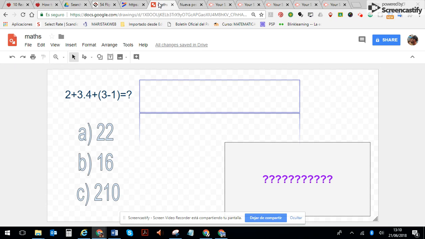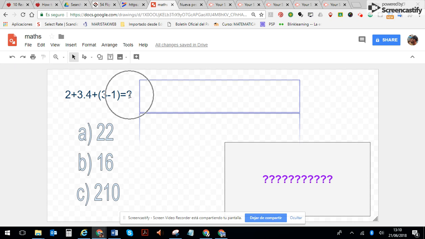Okay? So, in order to start with flipped classroom today, I have chosen a maths equation. Okay, it's really easy. I'm an English teacher, as a matter of fact, but I will be using this because I think it's different. Okay, so let's look at the equation. We have 2 plus 3 times 4 plus 3 minus 1, and then we have a question mark.